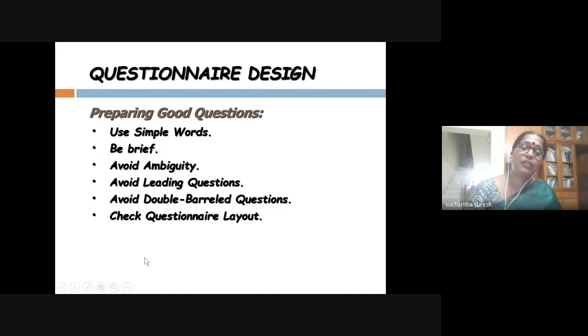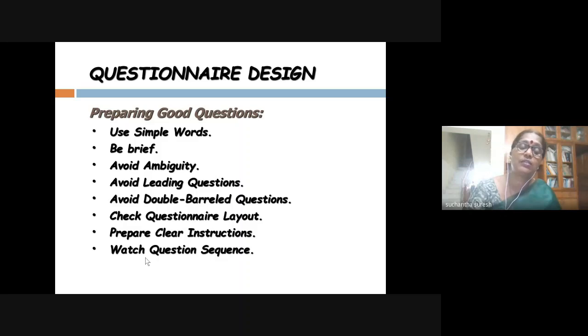Check the questionnaire layout. Prepare clear instructions. Give clear instructions on what they have to do. They can select multiple responses, or they have to select only a single response. You have to give clear instructions. The question sequence also you have to take care of.